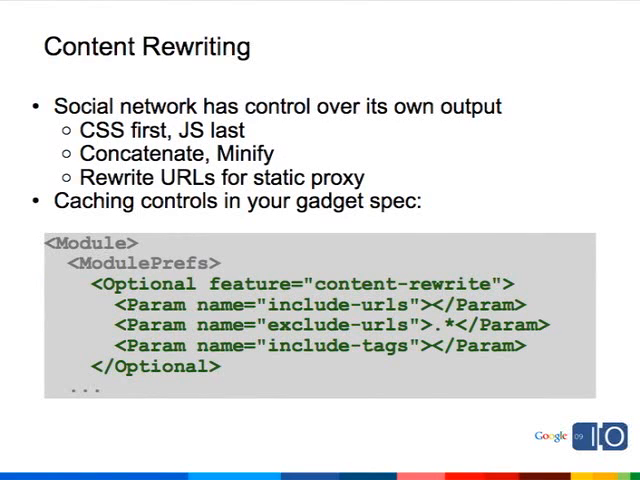Secondly, the social network controls what HTML it outputs to the browser. So that means that even though you say that there needs to be an image file here and a JavaScript file there and CSS there, they can actually make some optimizations that will improve the speed of your gadget without you even really needing to be aware of certain optimizations.